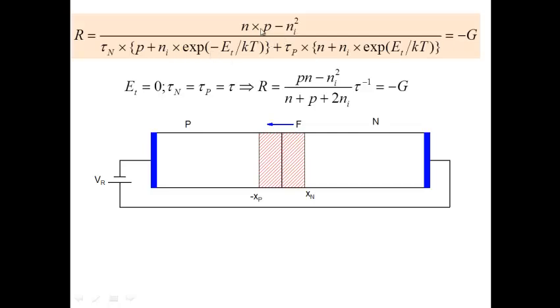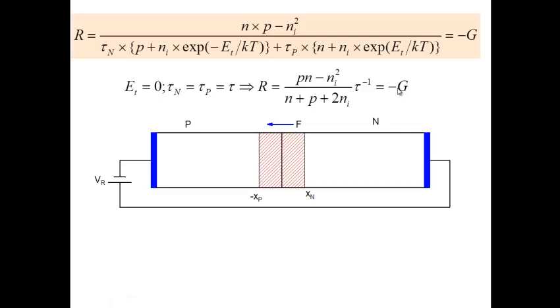So as we said, we are taking a simplified case where we assume that the defect which is carrying out recombination is in the center of the energy gap. So E_T is 0. We have taken tau_n equal to tau_p, all the same. And therefore we get recombination equal to (pn minus ni squared) over (n plus p plus 2ni) times tau inverse. And as I said, recombination is minus G here. It is the same thing.